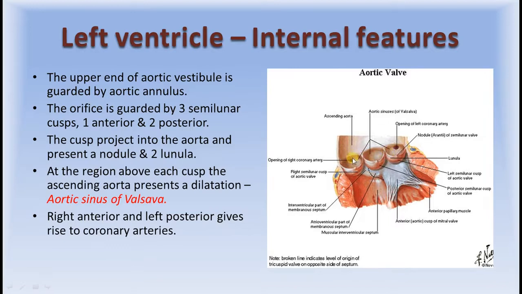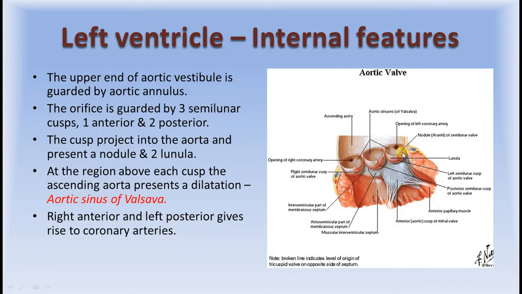right anterior and left posterior, these two give origin to the right and the left coronary artery, whereas in the right posterior you don't see any opening, and that is actually called the non-coronary sinus. Right posterior is non-coronary, whereas right anterior and left posterior give rise to the coronary arteries. So that means blood gets filled and the coronary arteries receive their blood supply only during ventricular diastole.